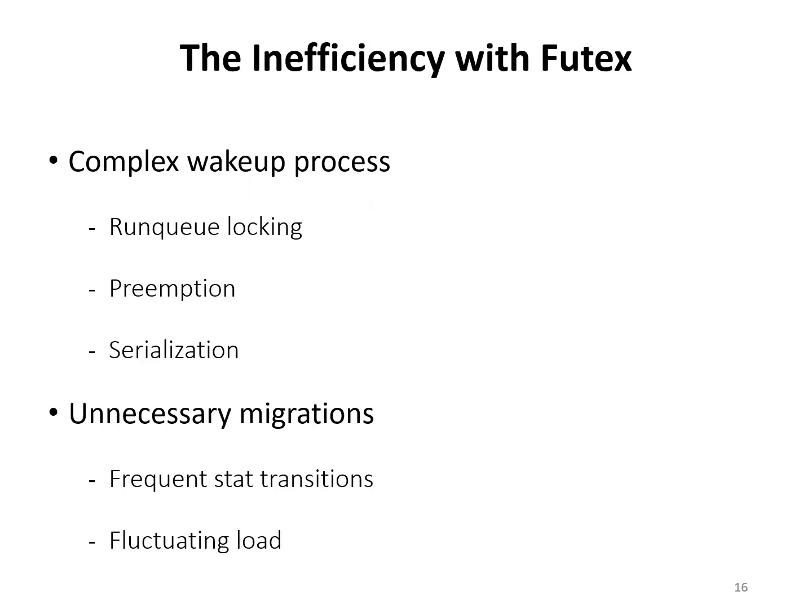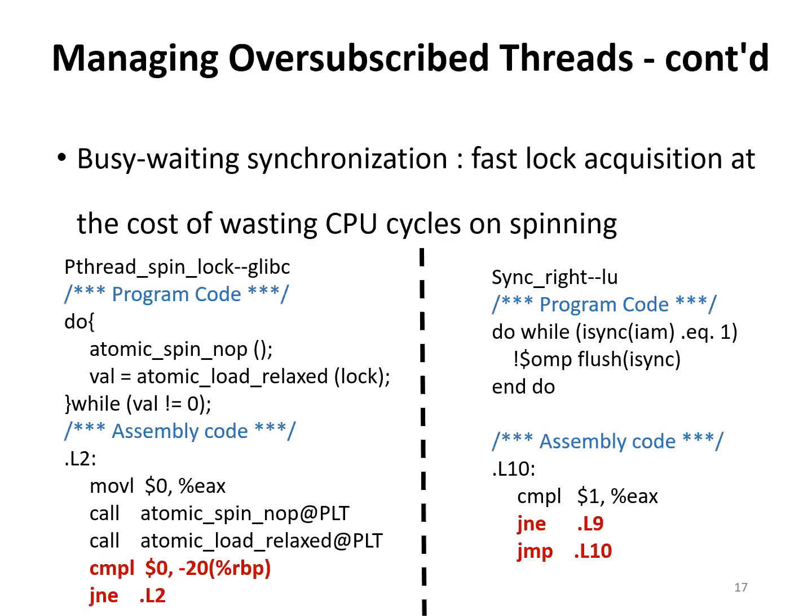Moving waiters from the bucket queue to a temporary wake-up queue is additional serialization. Thread sleep and wake up involve frequent state transitions and lead to fluctuating load. Therefore, Linux performs many unnecessary thread migrations to balance load.